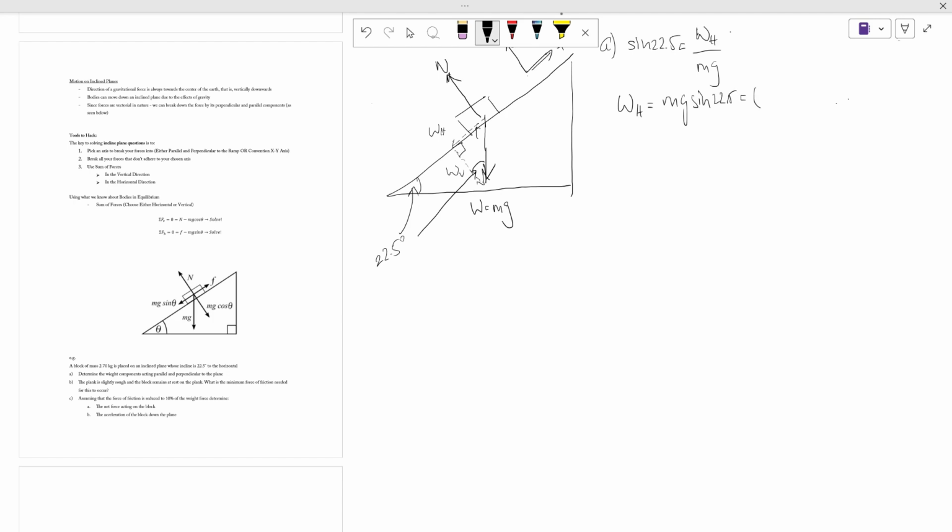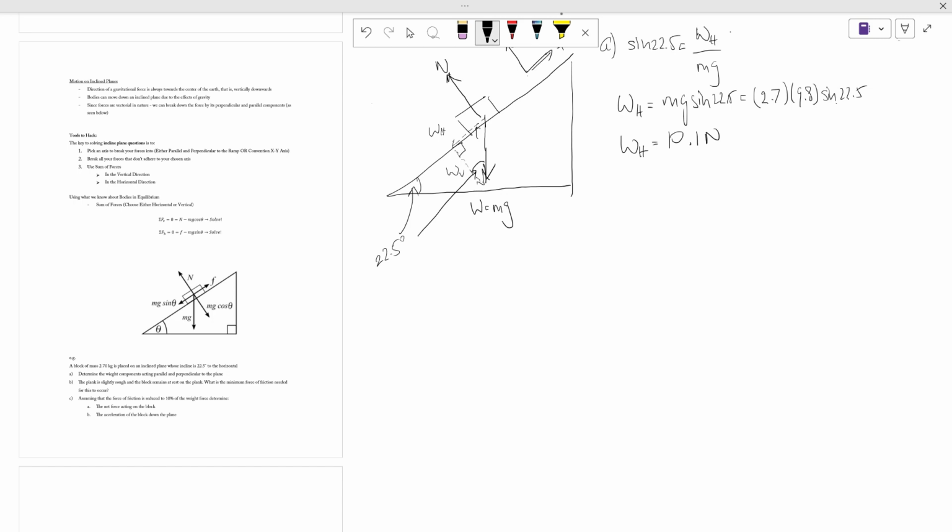Just filling that in, the block of mass is 2.7. Gravity is always 9.8. Sine 22.5. And punching that in the calculator, we get 2.7 times 9.8 times sine 22.5. We get 10.1 newtons, all right? For the weight, we get 10.1 newtons for the horizontal weight component.